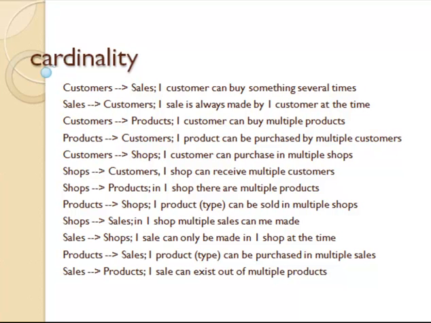Now if we look closely at this, we can see that, for example, customers and their relationship with sales. One customer can buy something several times. We can call this a 1 to n, n for number, 1 to n times. And for sales and their relationship with customers, one sale is always made by one customer at the time. It's a 1 to 1 relationship. So we've got a 1 to n and a 1 to 1 in the first 2 lines here.